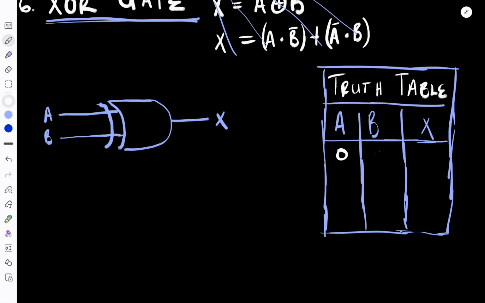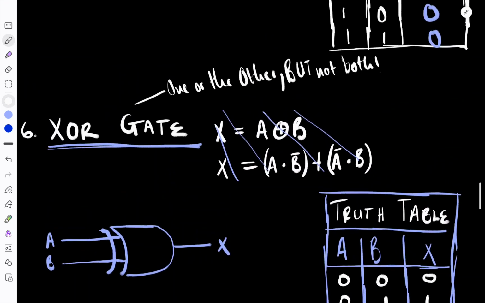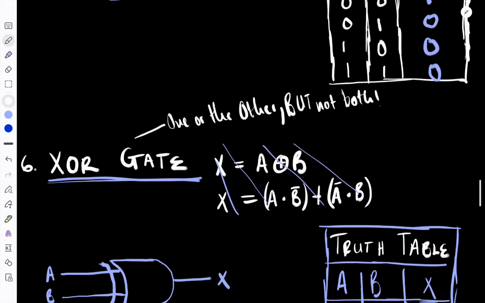We have 0, 0. We have 0, 1. We have 1, 0. Then we have 1, 1. So when do we get a high? When the inputs are different, one or the other. So 0, 0, the inputs are the same, so it's going to be a 0. 0 and 1, the inputs are different, so it'll be a 1. 1 and 0, the inputs are different, so it'll be a 1. 1 and 1, the inputs are the same, so it'll be a 0. So this is how you get the XOR gate. Mr. one or the other, but not both.